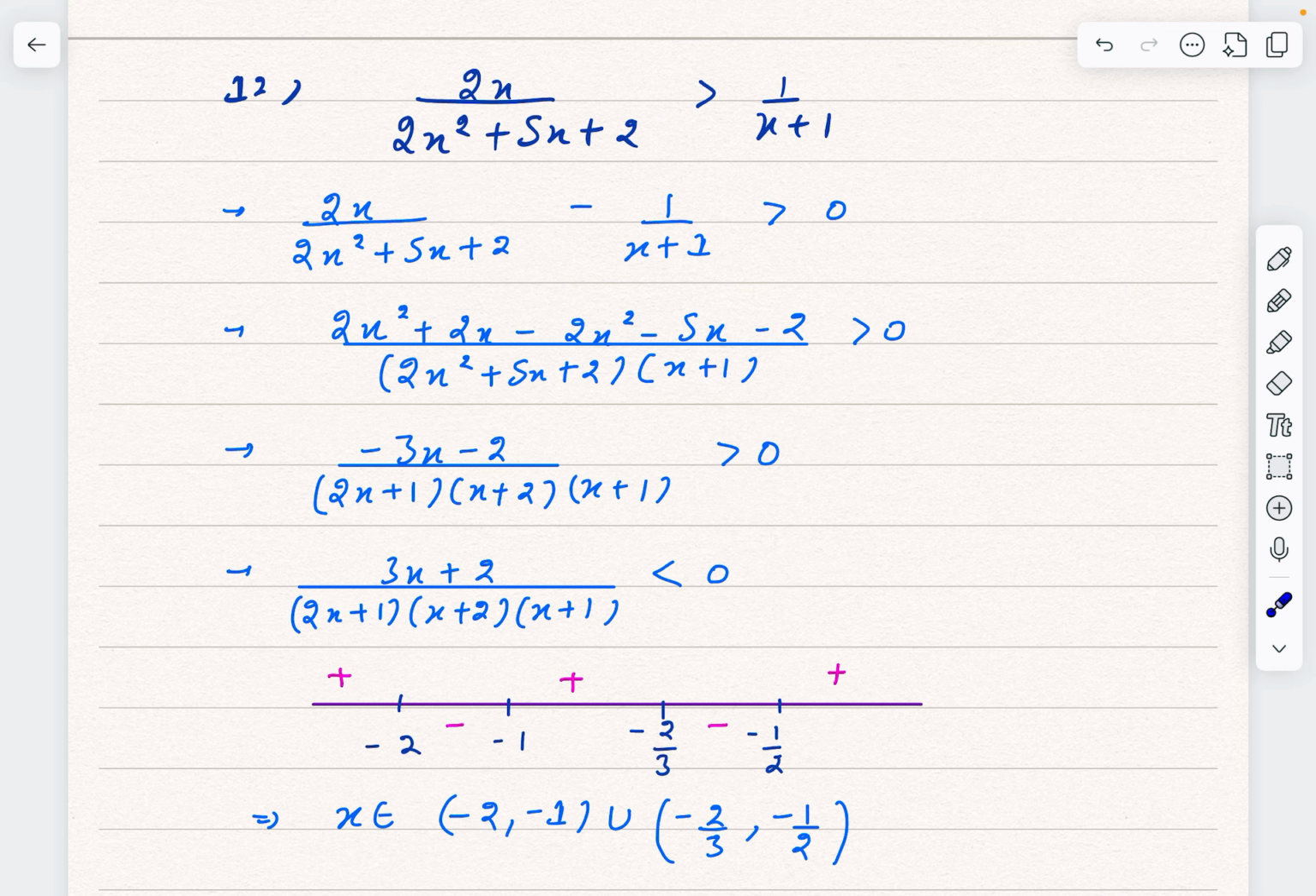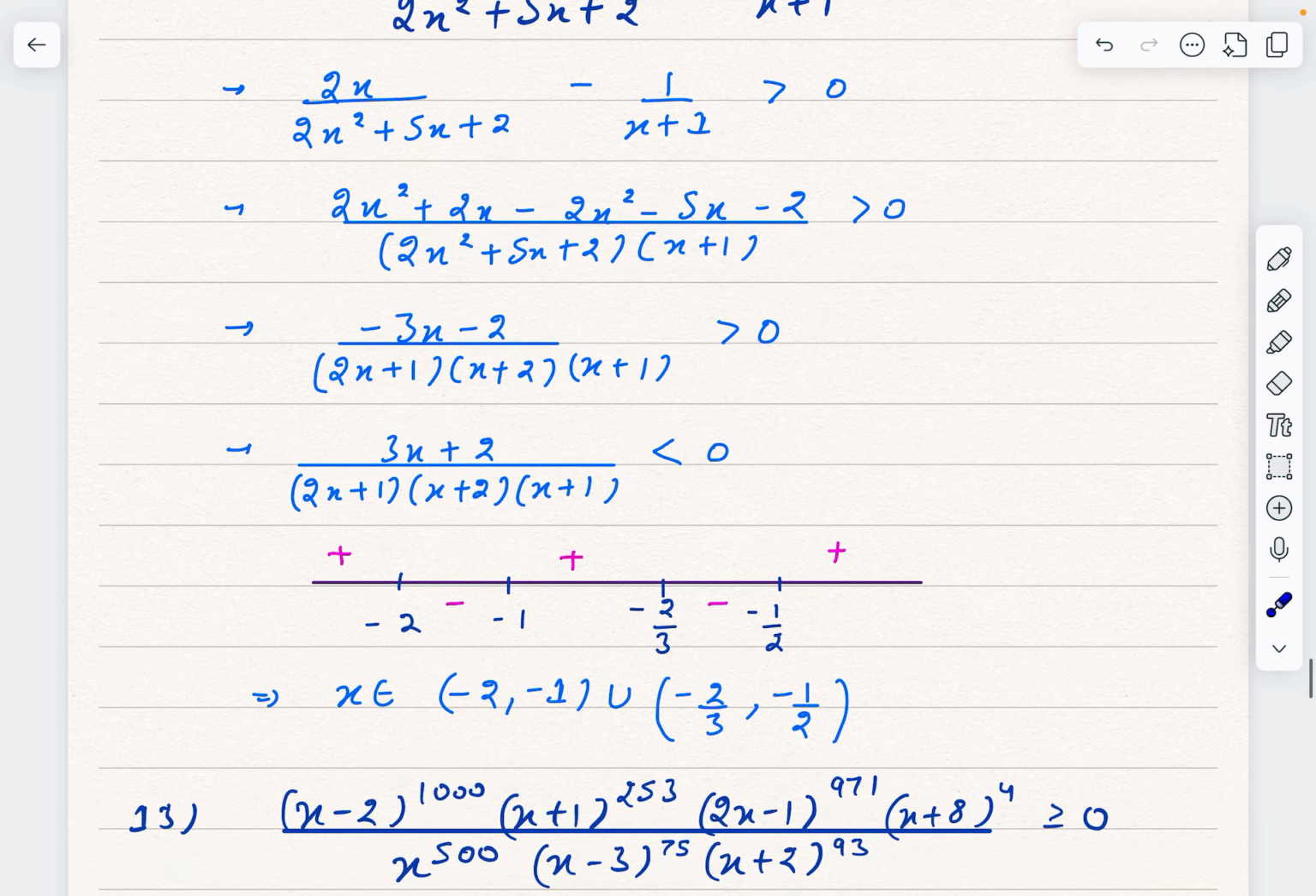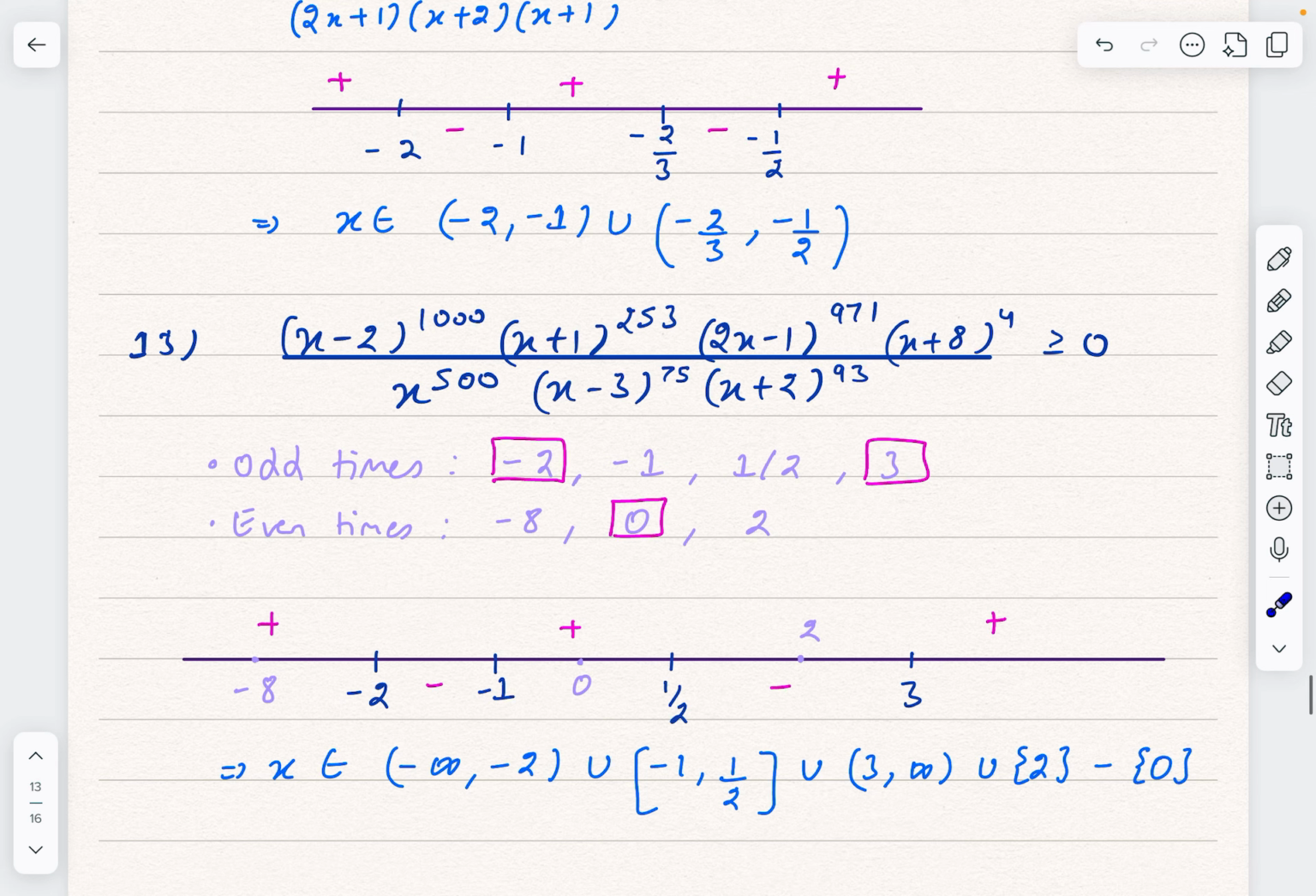I hope it is clear. Next problem. This 13th one. Now directly you have to solve, nothing you have to do before that.